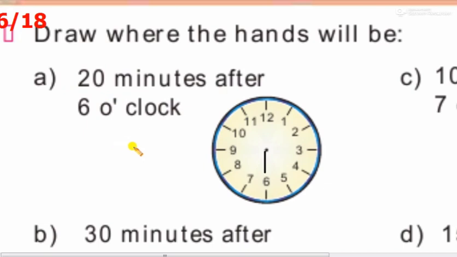So we see that 4 fives are 20. So it means the minute hand should be pointing towards 4. So let us draw here. So this is the minute hand towards the 4. So in this way we can see this time. This is 20 minutes past 6 o'clock. Coming to the next question.